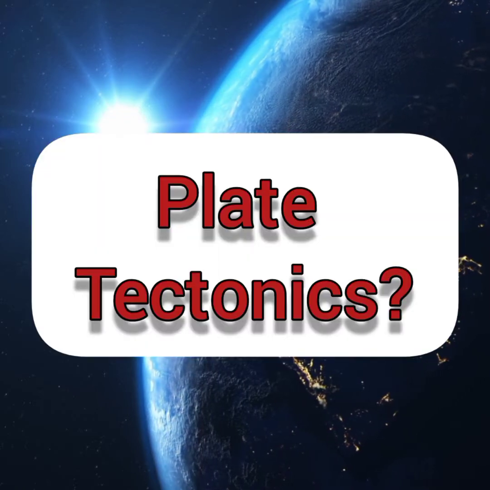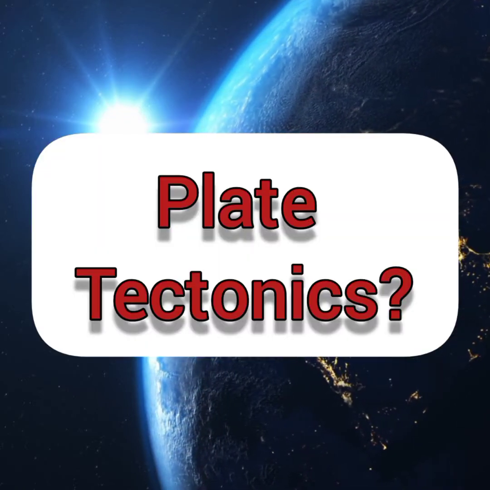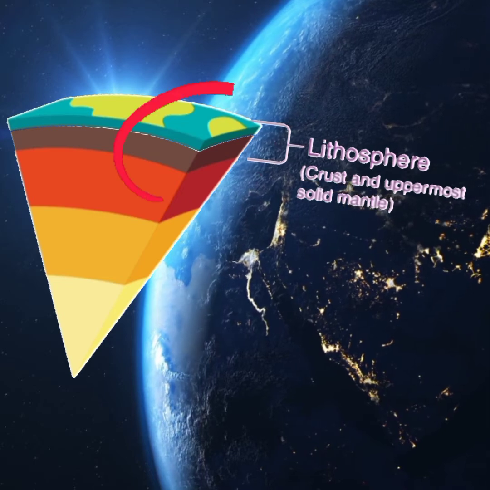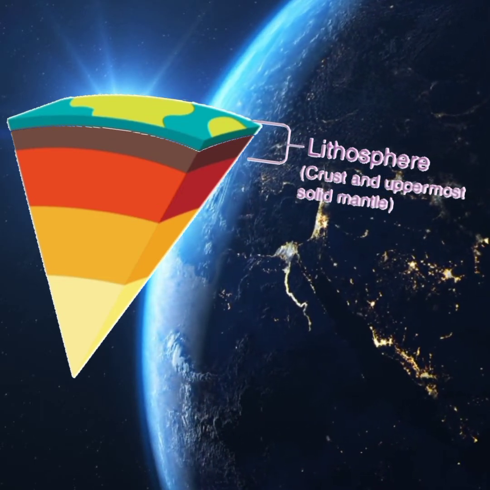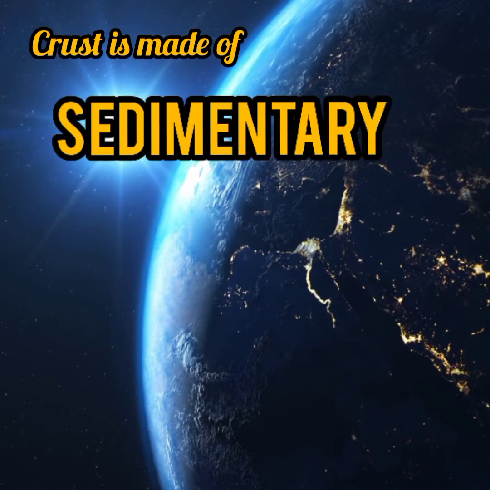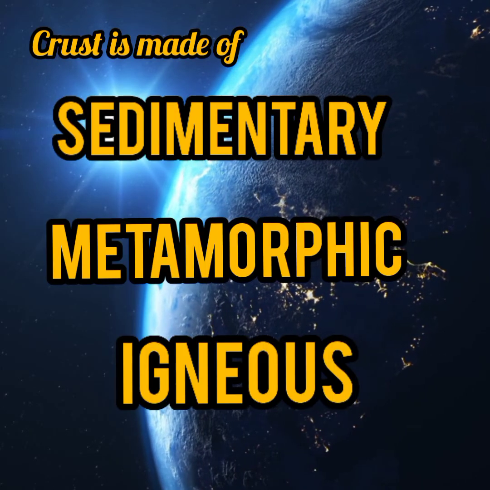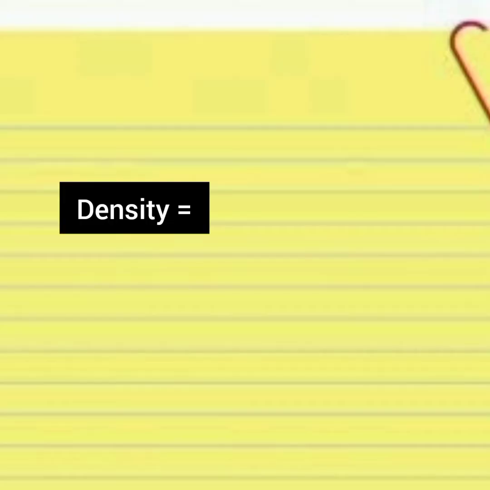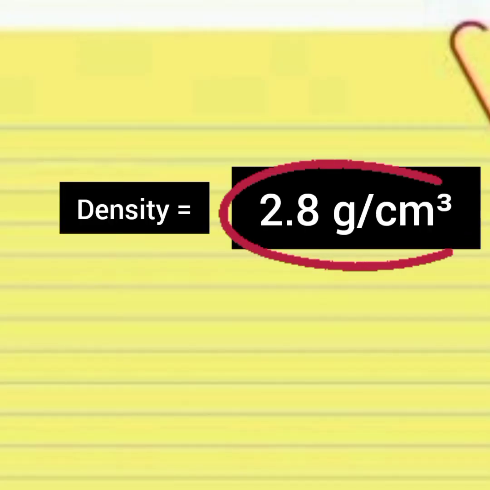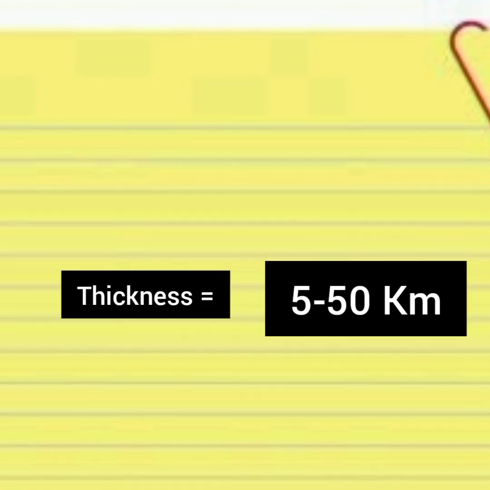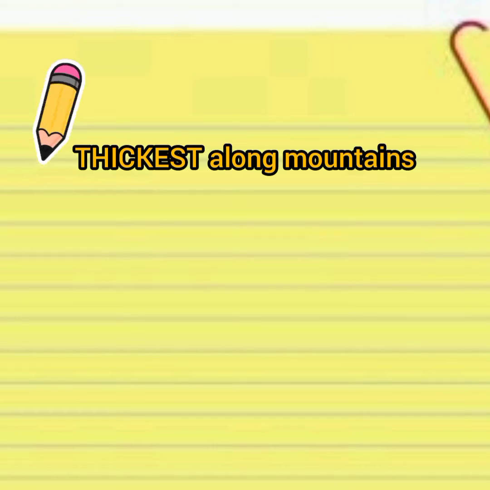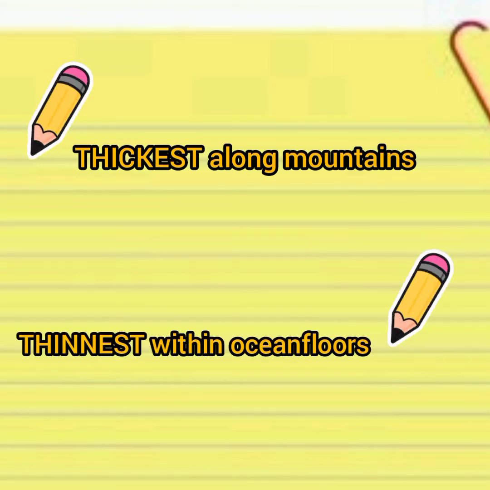What is plate tectonics? Earth's lithosphere consists of layers, the crust, and the upper part of the mantle. The crust is made up of a variety of solid rocks like sedimentary, metamorphic, and igneous. It has an average density of 2.8 grams per cubic centimeter, and its thickness ranges from 5 to 50 kilometers. The crust is thickest in the part where the relatively young mountain is present and thinnest along the ocean floor.